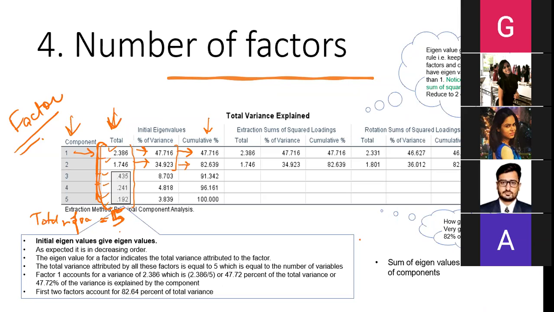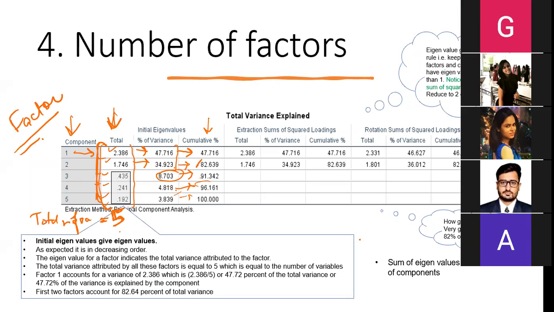So 47 plus 34 gives 82. Then 82.639 plus 8.703 gives 91.342. Yes. Similarly, this plus this gives this. This plus this gives 100%.